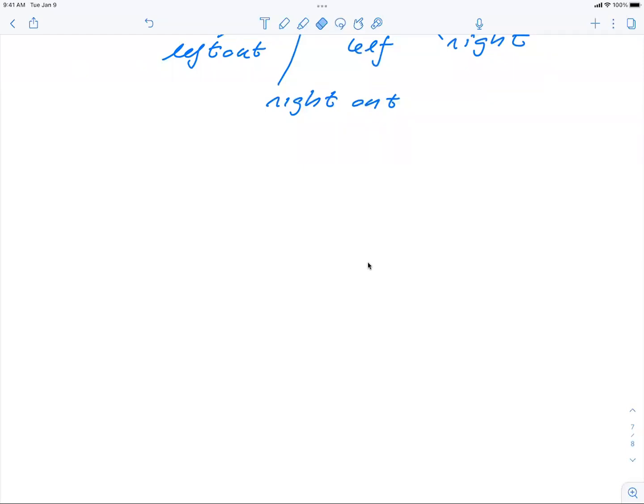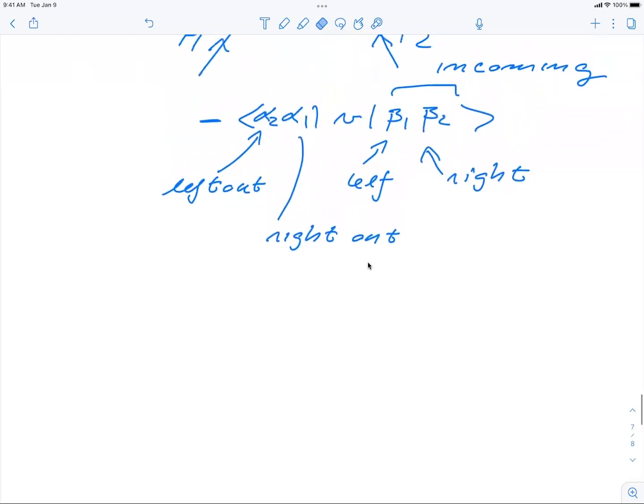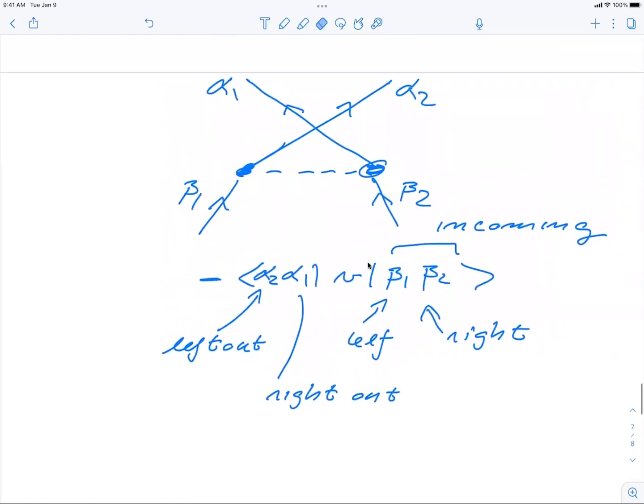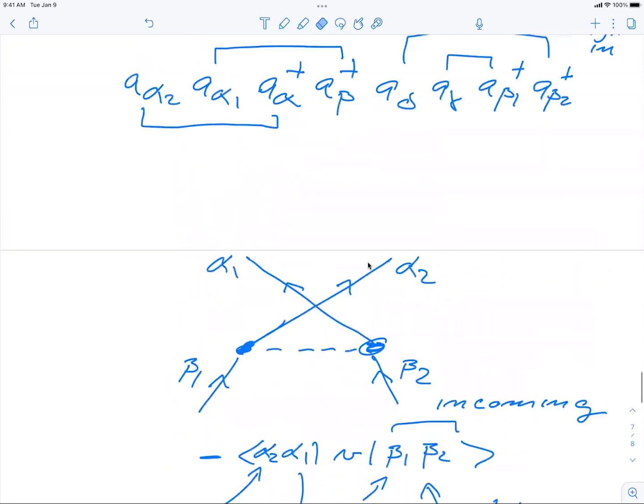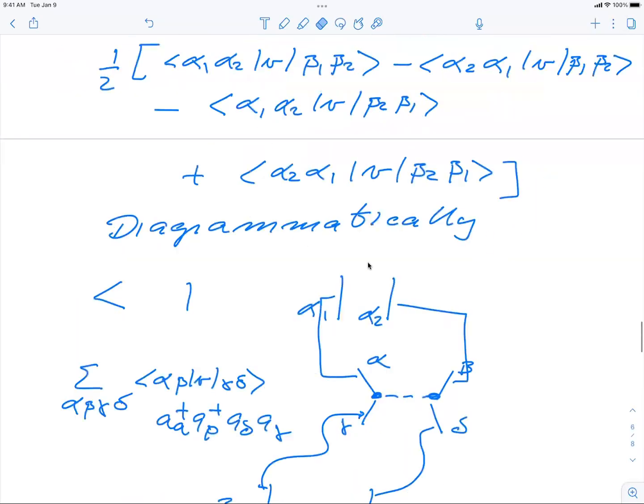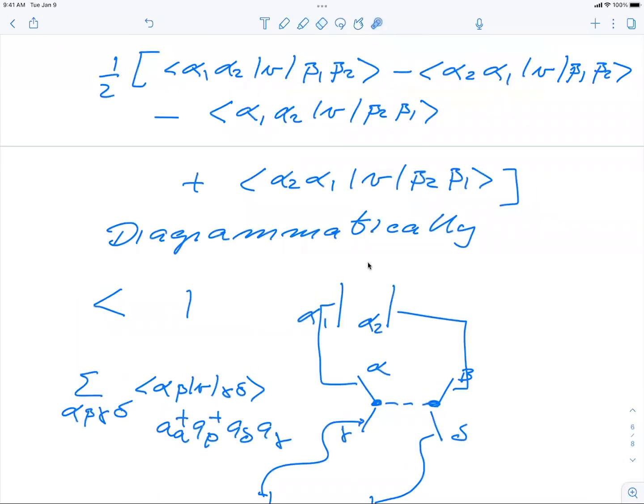So what we see now, when we bring everything together, if we look at the different terms, we are going to get another exchange term. And then finally, we are going to get a term which is the same as the first term. So that means this term here. And that's going to have two crossing lines.